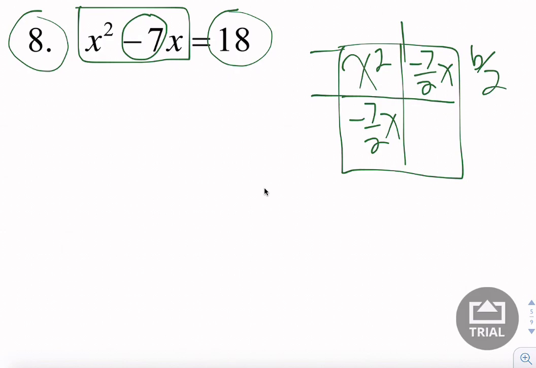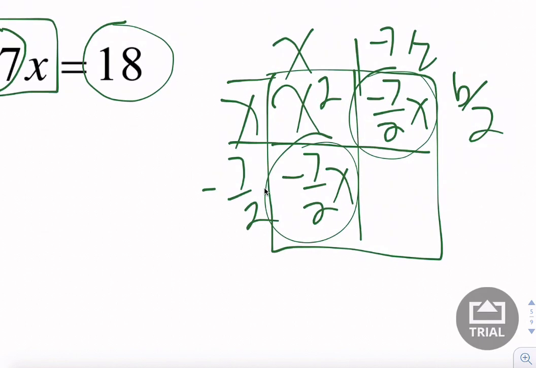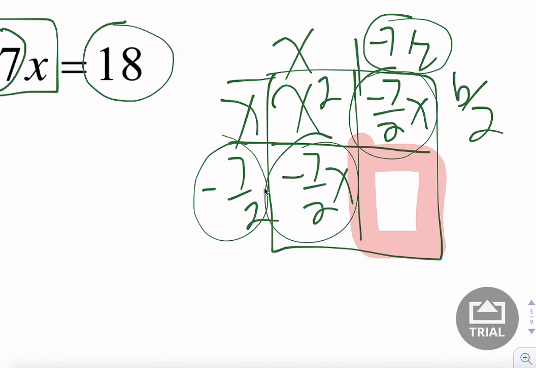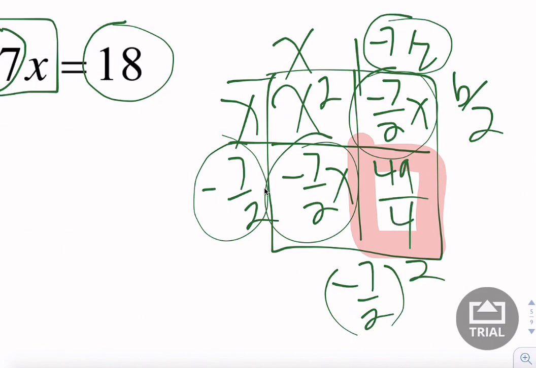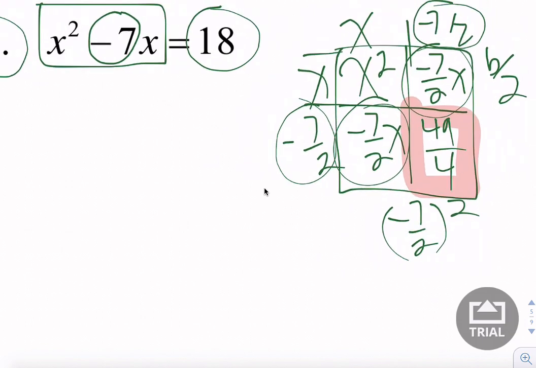We know it's negative 7 over 2x, so that's x minus 7 over 2, x minus 7 over 2. Sorry, not on both sides, but in both of these boxes, right? It's always b over 2. Now we have to literally complete the square. So what does it look like to complete that square? Well, it's going to be negative 7 over 2 times negative 7 over 2 for this box, which is negative 7 times negative 7, 49 on the top. I'm going to write it down here, negative 7 over 2 squared, and then over 2 squared, which is 4.